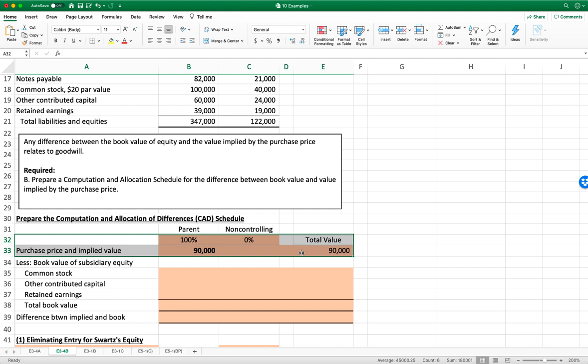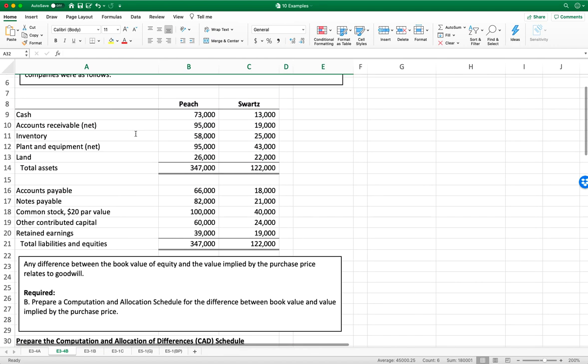So what we're going to do is instead add up all of the equity accounts of our subsidiary. If we look at the balance sheet of Schwartz, we see that they have 3 equity accounts: common stock, other contributed capital, and retained earnings.